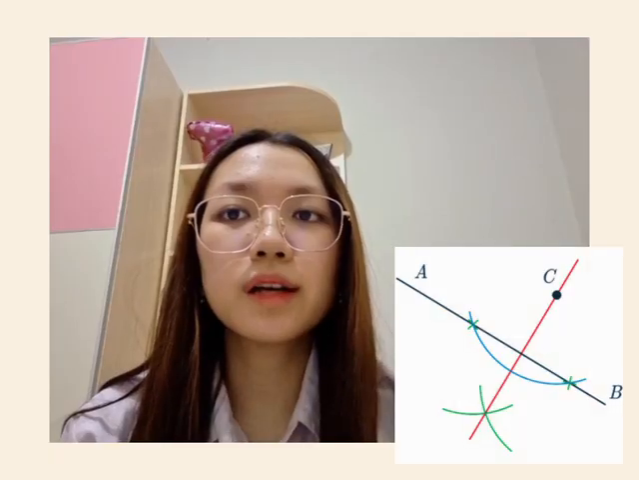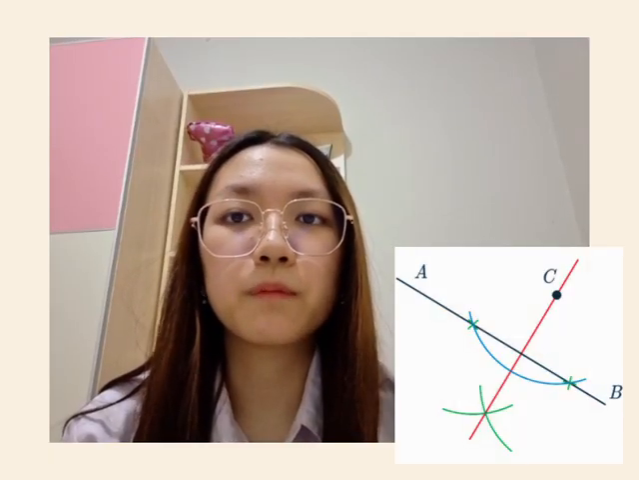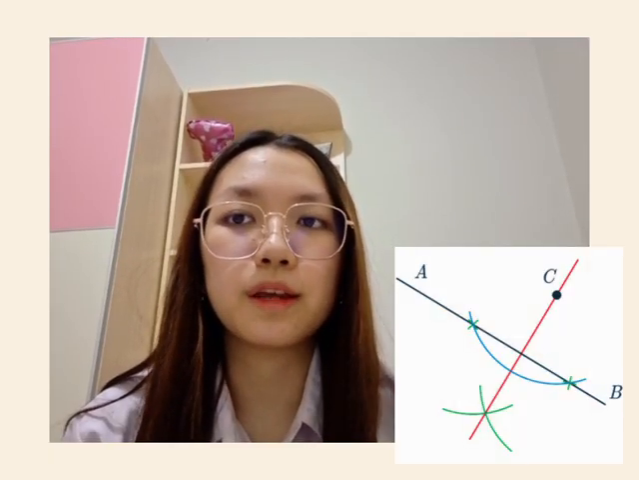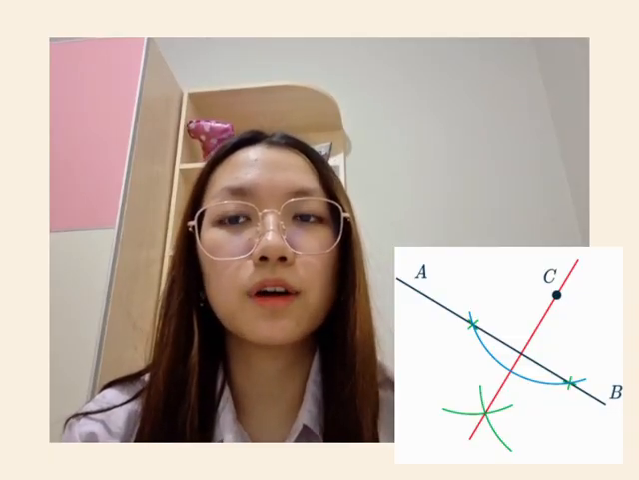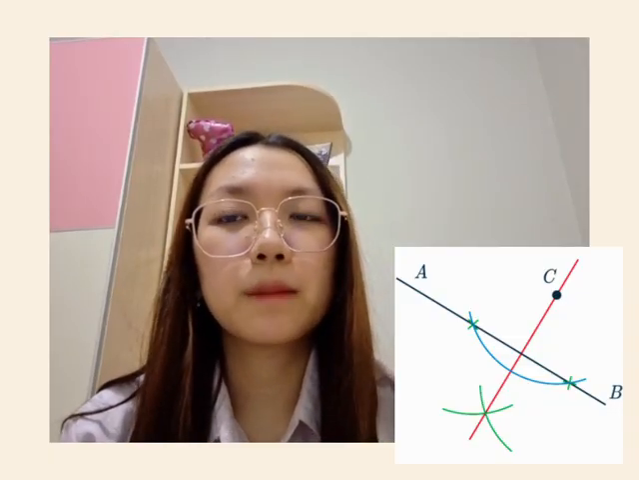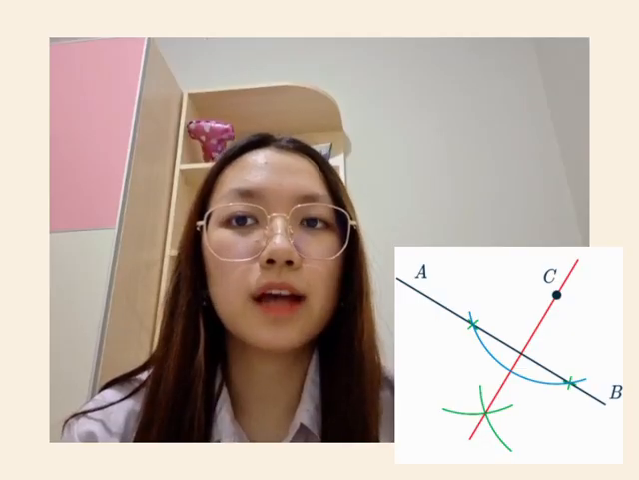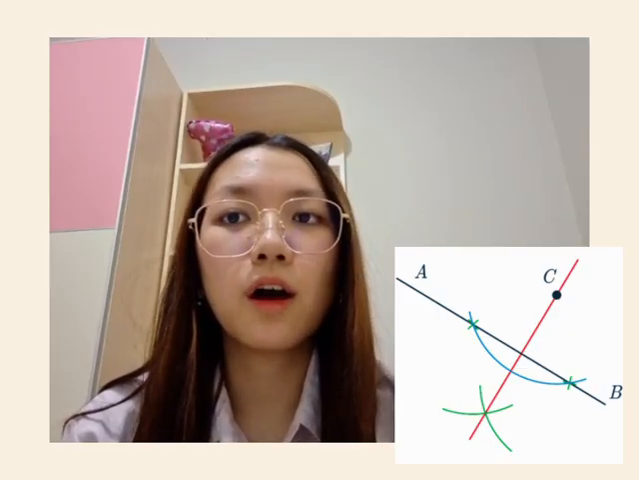The third construction is a perpendicular line from a point. In the diagram, we have been given a line segment and a point. For example, construct a perpendicular line from point C to line AB. First, place your pair of compasses on the point C. The pair of compasses must be set greater than half the length of the line.